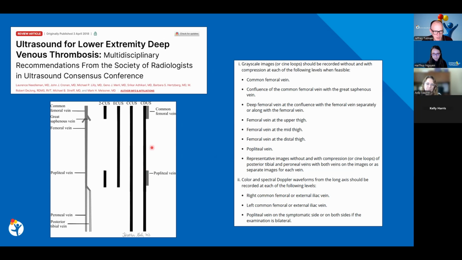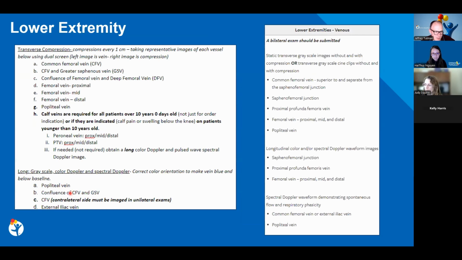And then the other thing we recently changed about our protocols: we always did these compression images, but we used to do a lot more color and spectral images coming back up. Typically the sonographers would do compression down and then get their color images in long, coming all the way back up to the common femoral vein. I shortened that for them, so now we only do color images at the popliteal, then at the confluence, and then the common femoral vein next to the iliac vein. So we're doing a little bit more than the official recommended protocol, but we shortened it to make the protocol a little shorter for the sonographers.